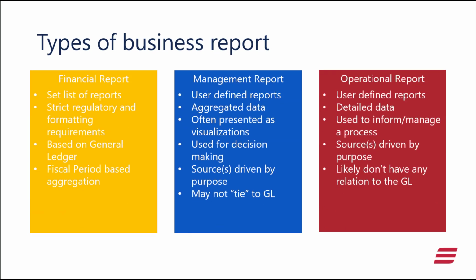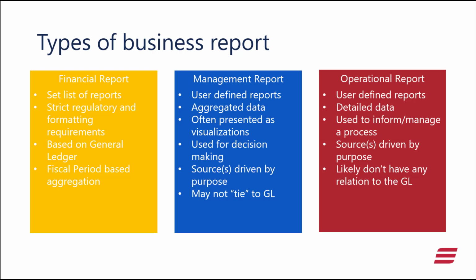In order to understand where Popdock fits into your reporting tool belt, it helps to understand the categories of business reporting. First, we have financial reports. This category includes reports like the balance sheet or the income statement. These reports have very strict rules about content and formatting and usually only include general ledger-based information. Financial reports are basically historical scorecards for how the business has done.